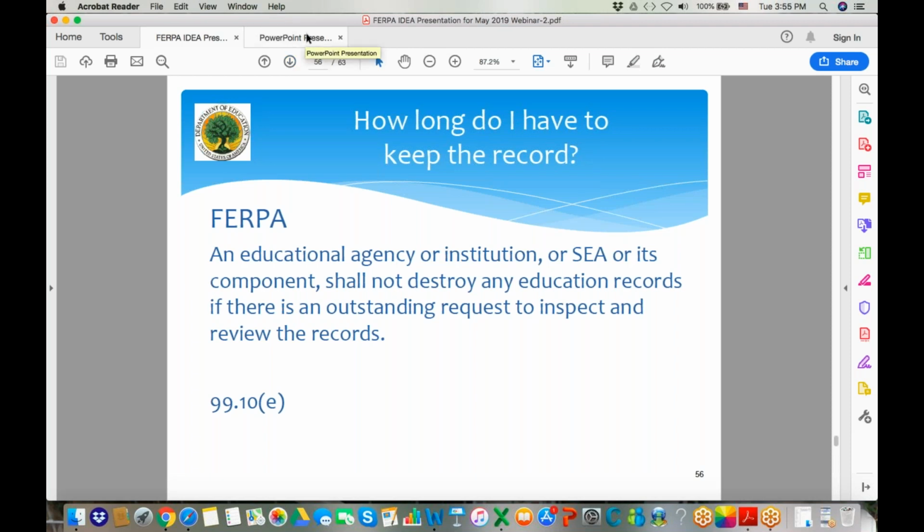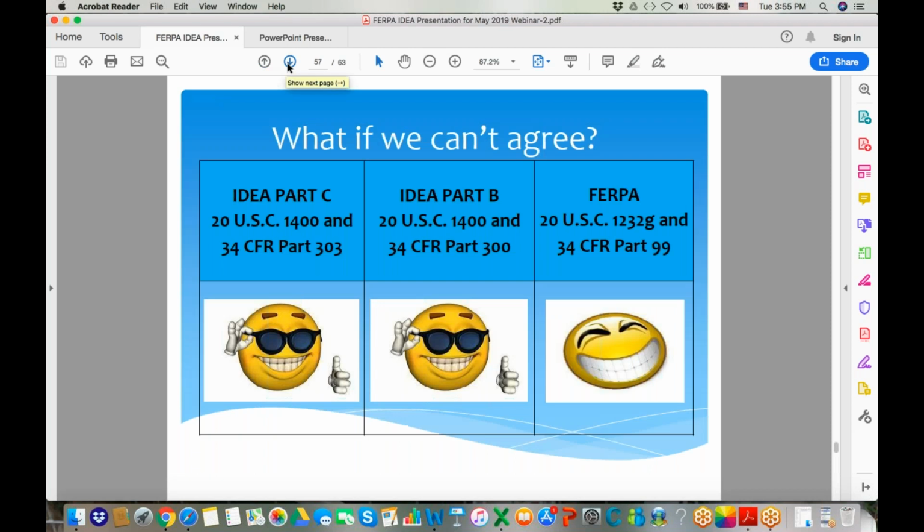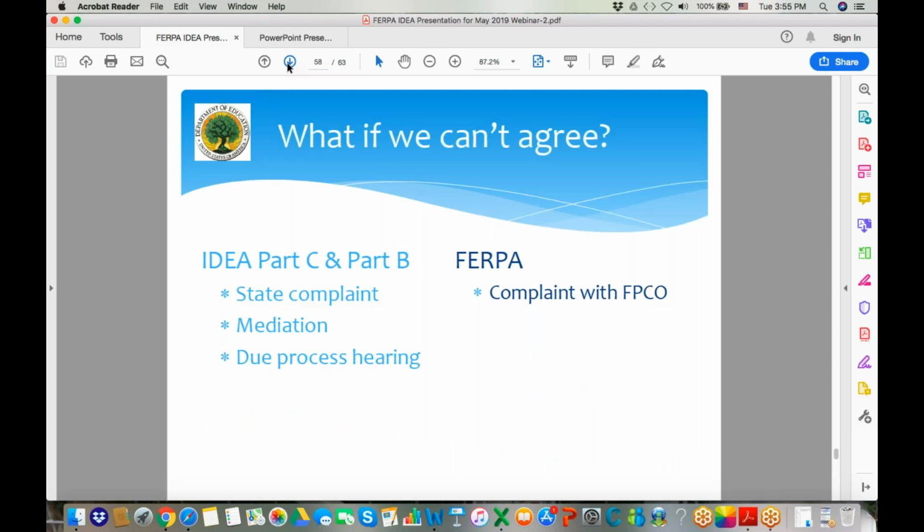Next slide, please. So what if we can't agree? Let's say a parent or student is looking at their records and there's just some disagreements in the content thereof, or they have concerns that the school has done things that aren't consistent with IDEA or FERPA. As we can see under IDEA, we have some similarities. FERPA, just a slight difference. So let's go to the next slide and I'll talk about those differences.